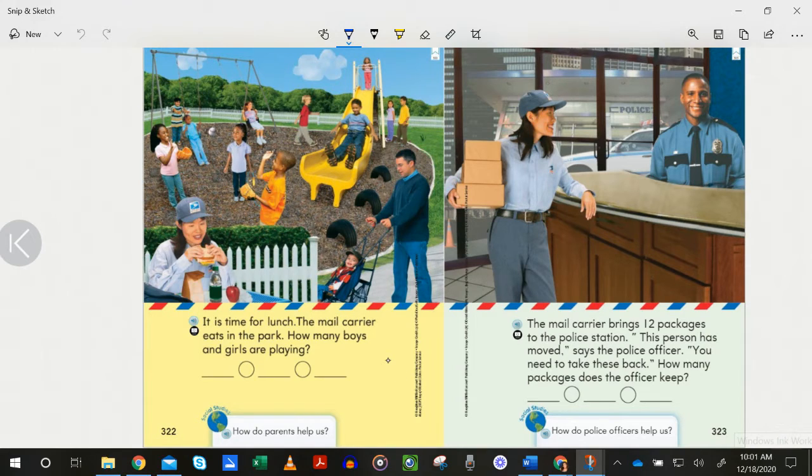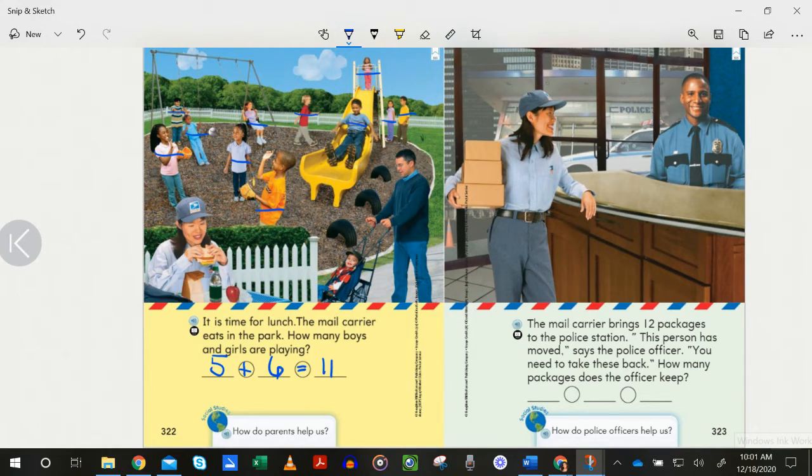On the playground, I see 1, 2, 3, 4, 5 boys, and 1, 2, 3, 4, 5, 6 girls. 5 plus 6, how many kids are playing on the playground? 11, good job.